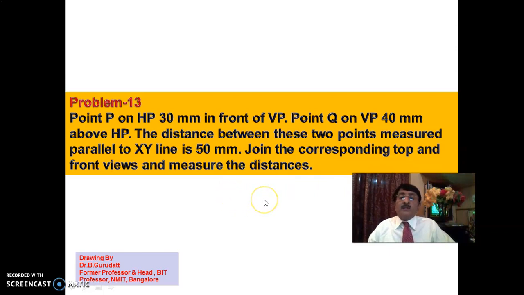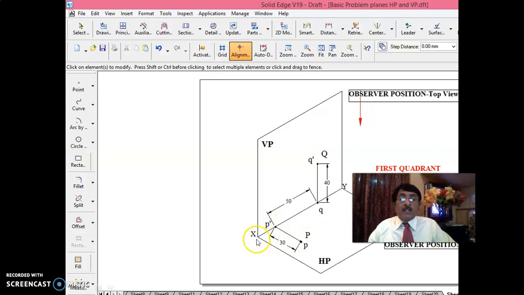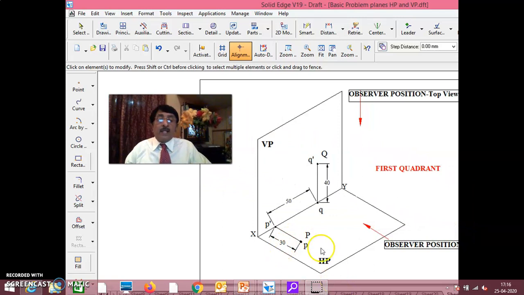What you do, you just see here. Point P is on HP, 30 mm in front of VP. First you see this sentence only. Here the XY line, HP VP, it's a first quadrant problem. Capital P is the point, and p and p dash are the corresponding top and front views. Here also Q is the point, and q and q dash are the corresponding top and front views. The top and front views in general we call projections, that's all.